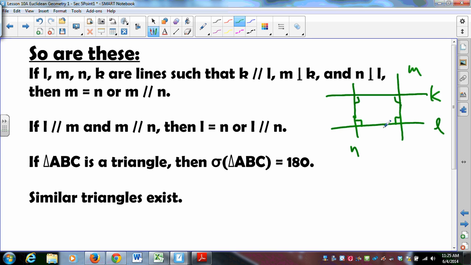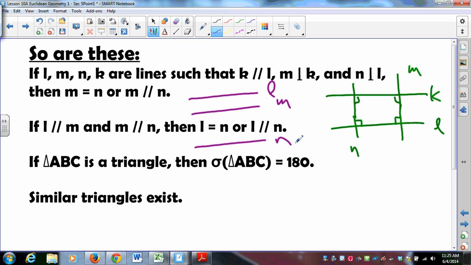Euclidean geometry does. If L is parallel to M, and M is parallel to N, and L and N are not the same, then they must be parallel. If you use the hyperbolic parallel postulate, you can't talk about transitivity of parallels that way. It doesn't work. It just doesn't exist. To have transitivity of parallels, you have to have the Euclidean parallel postulate.